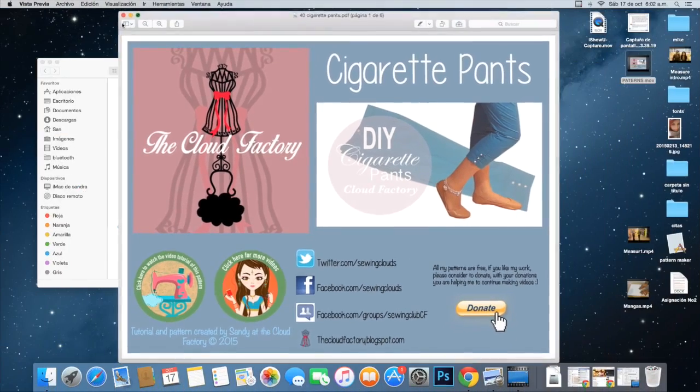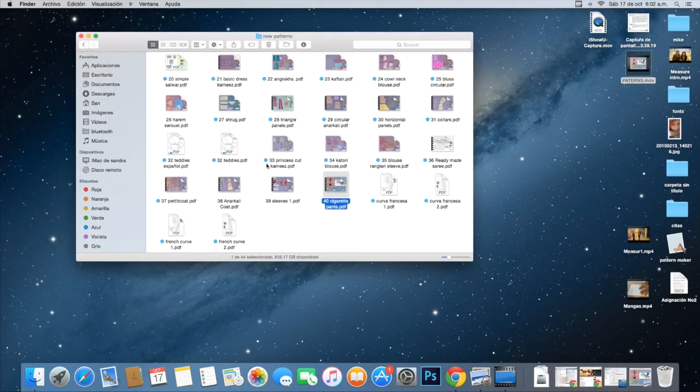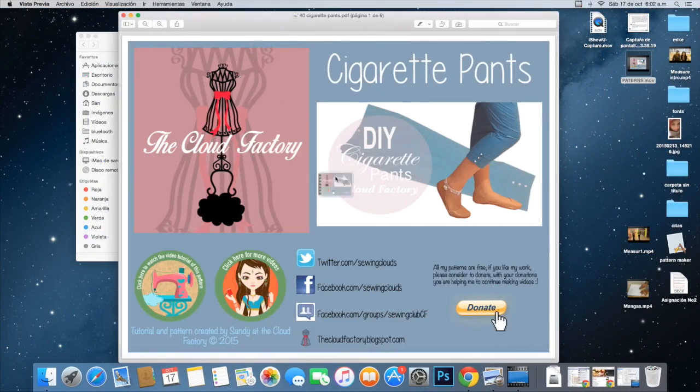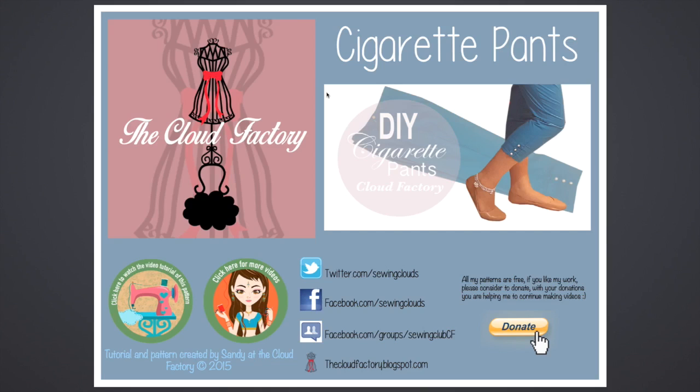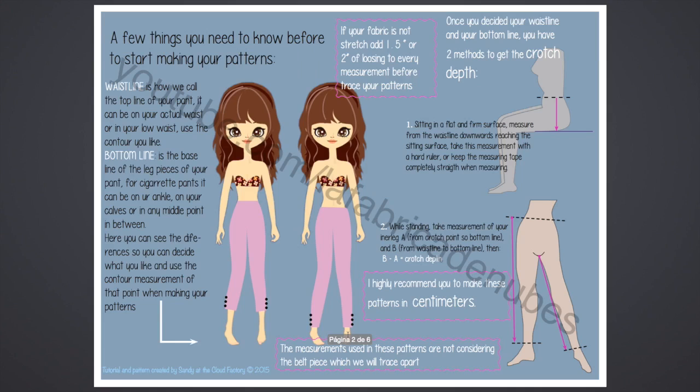First of all, you need to locate the file on your computer and open it. And once you have it, let's see what we have inside. In the first page of the pattern, you have the information about the pattern and some useful links you can use. In the next page, you have very important information that you need to consider before starting to make your patterns, most of all if it's your first time making pants. You can read this information carefully at home with enough time.